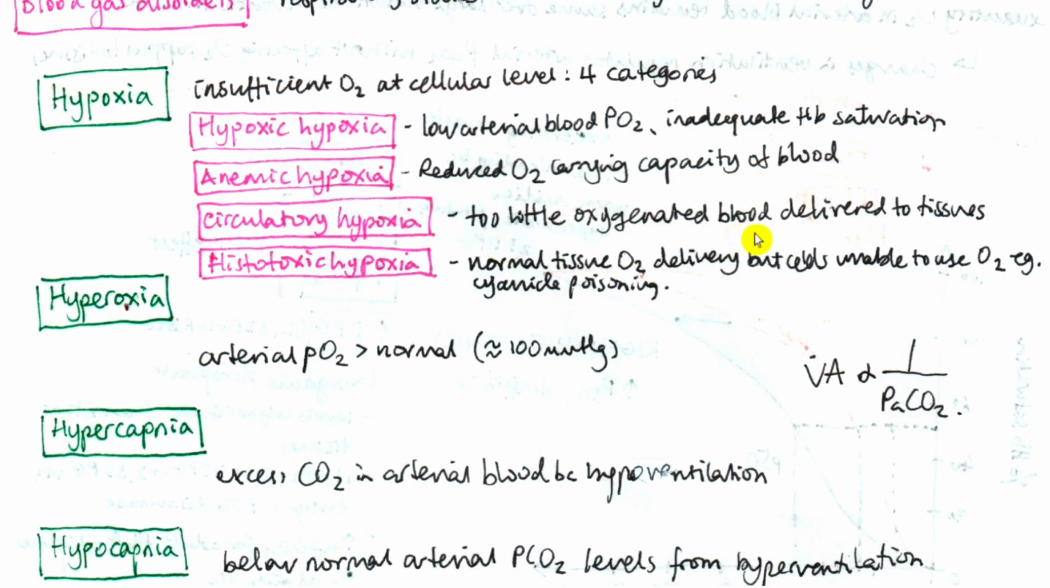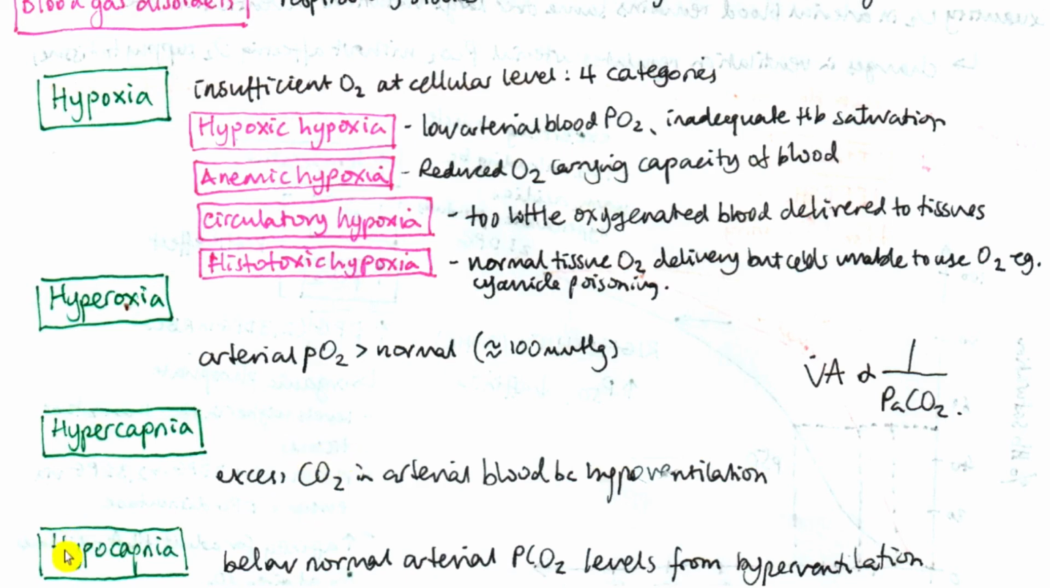And histotoxic hypoxia is when the normal tissue oxygen delivery happens, but the cells are unable to use oxygen. So there's not a lack of oxygen, but your cells are just unable to take it up and use it for respiration, for example, in cyanide poisoning, which affects the electron transport chain. Now, hyperoxia is when the arterial partial pressure of oxygen is above normal, so it's above around 100 millimeters of mercury. Hypercapnia is when excess carbon dioxide in the arterial blood happens because of hypoventilation, so not breathing deeply or enough, and you get too much carbon dioxide building up in the blood.